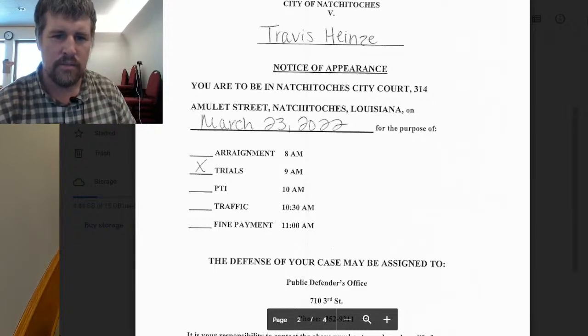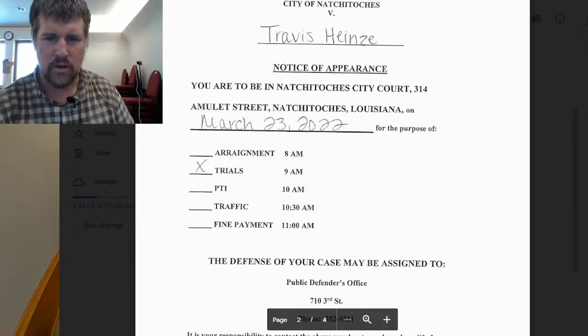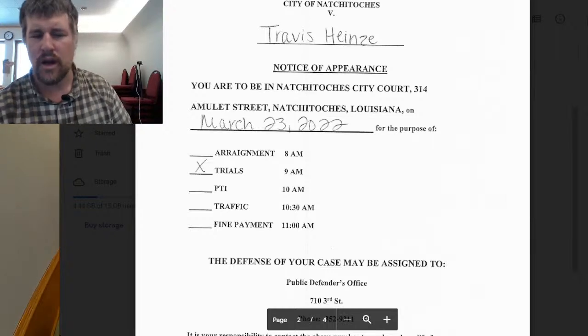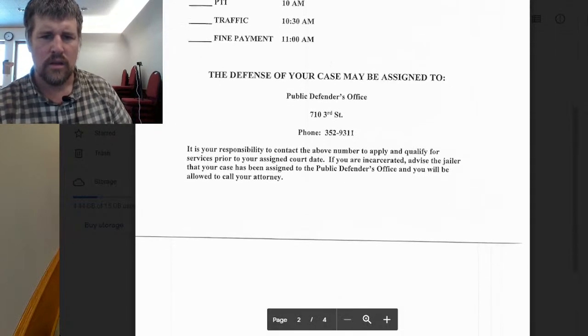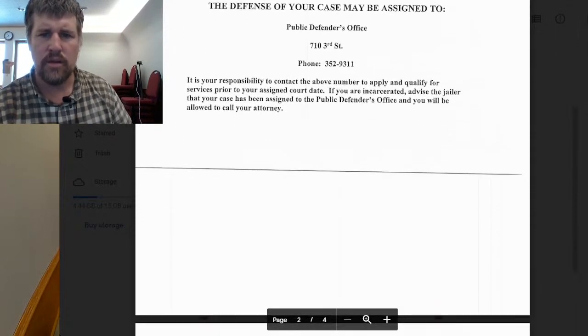You are to be in Natchitoches Court March 23rd for the purpose of, that's the trial. The defense of your case may be assigned.